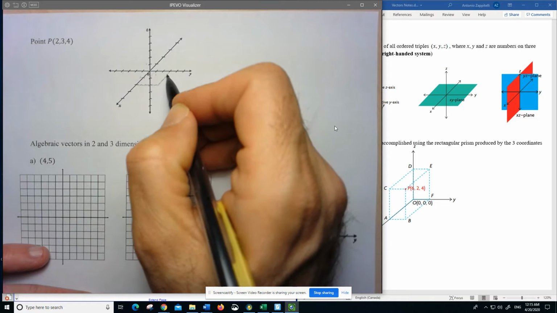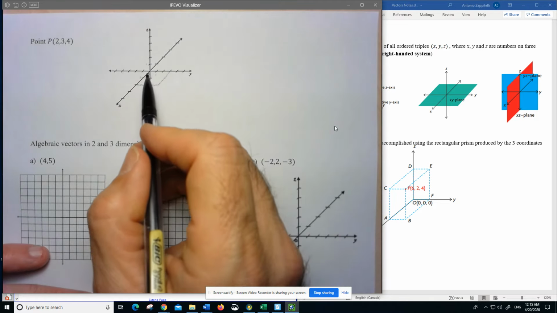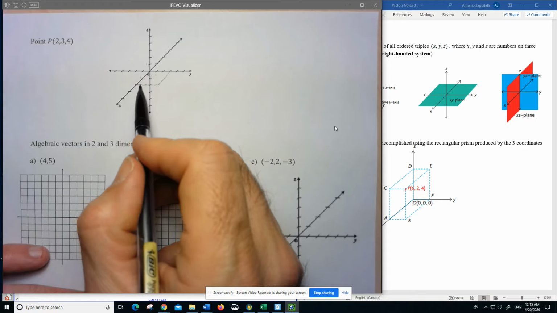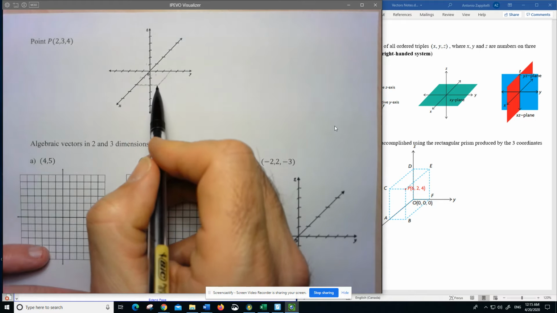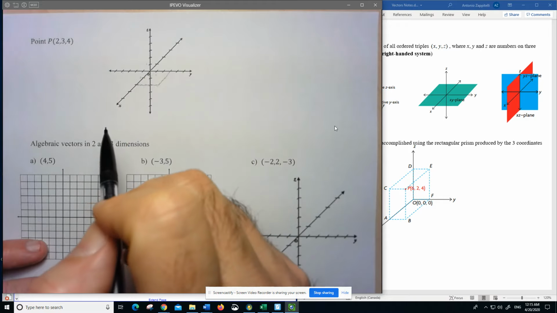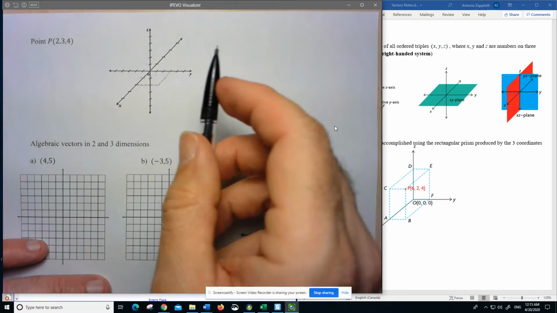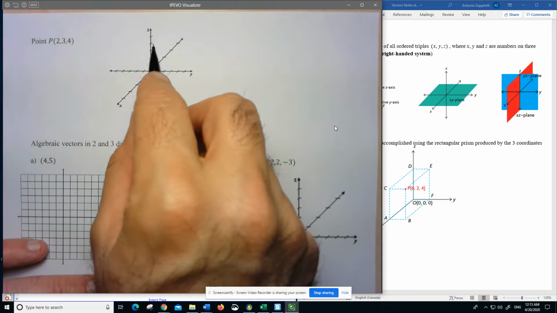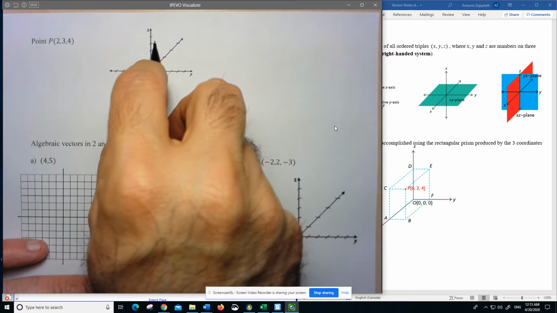Okay, so there we go. This represents going 2 in the x direction, 3 in the y direction, and now I have to measure 4 in the z direction. I'm not going to go crazy doing that, but let's see if I can be as accurate as I can. So there's 4 to about there.